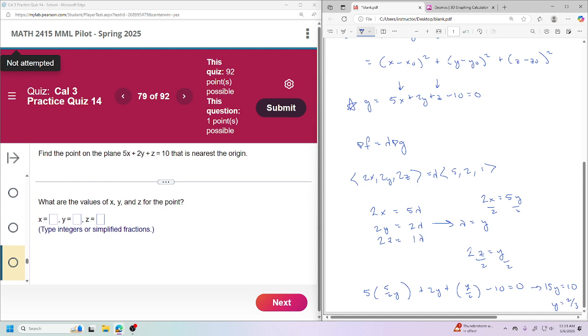If that's the case, then I can go back and solve for the rest here. And so then x would be equal to 5 halves times 2/3, 5 over 3. And then down here, my z would be 1/2 of 2/3. So 1/3. There's my answers, I think.